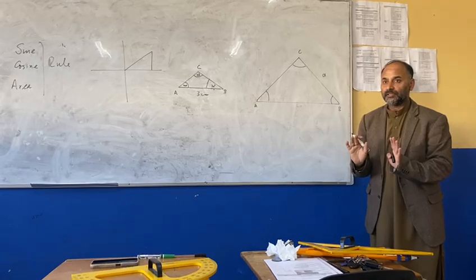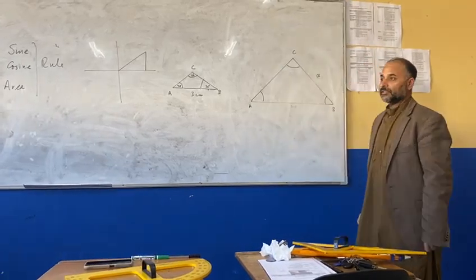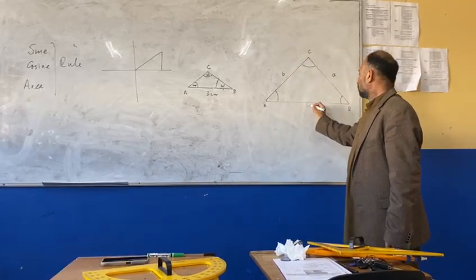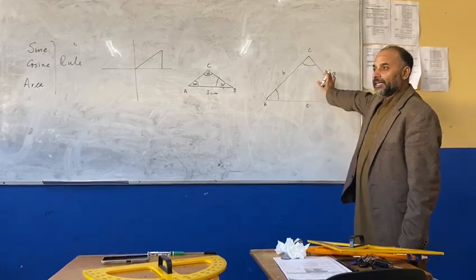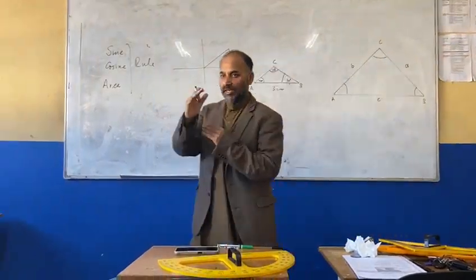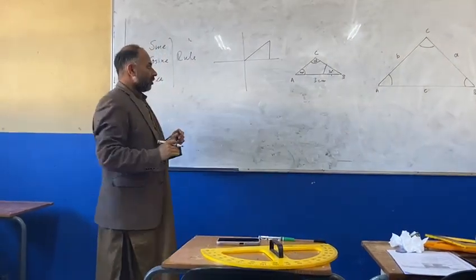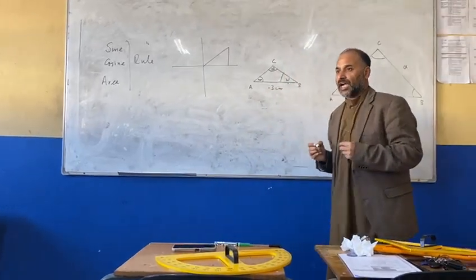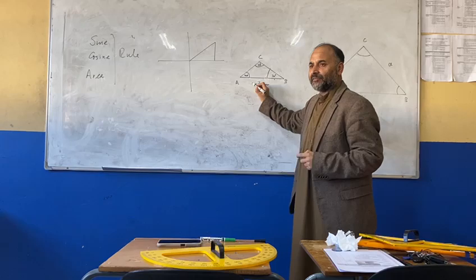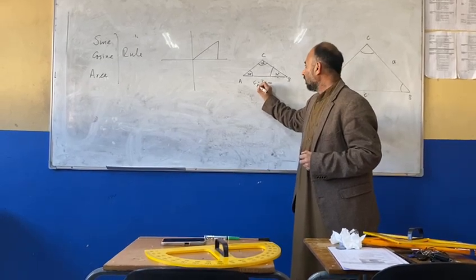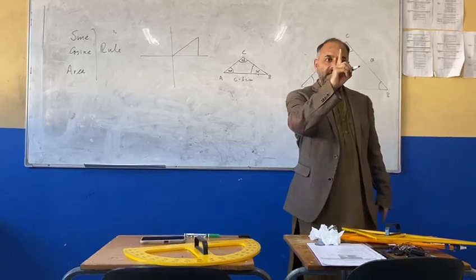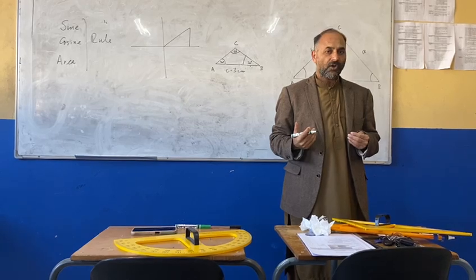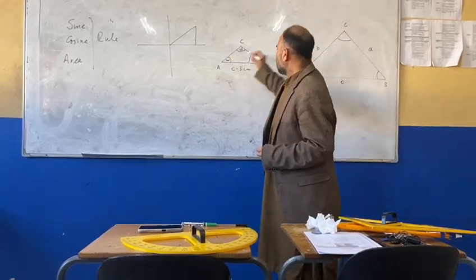Are we together? Yes. This side. This side, small b. We learned how to name our sides. Are we together? Yes. Okay. Now, according to the way we gave names to the sides, what is the name of this side? Small c. Very good. So only one side is given, which is small c. Okay? Yes.